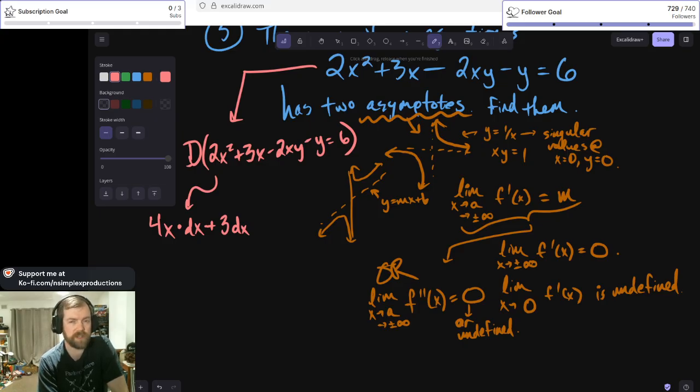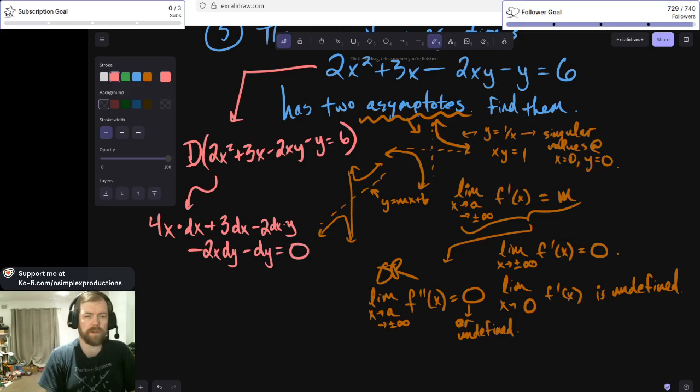Okay, the next one is going to be a product rule, so we have to use both parts here. It's going to be negative 2 dx times y, plus, because it's a minus out front, it's going to be a minus 2x dy, minus dy is equal to 0. Take the things with dy's and move them over. Everything else should have a dx.